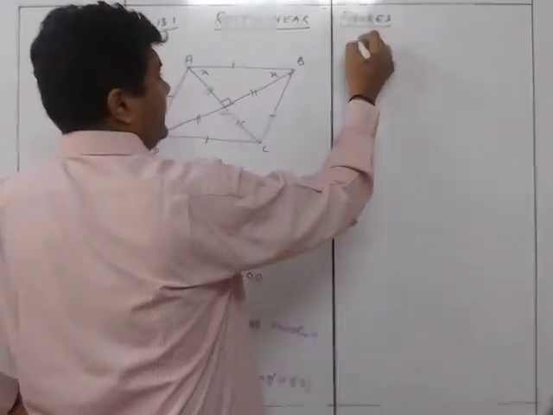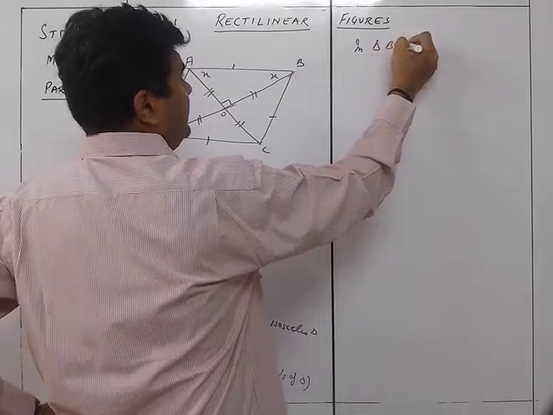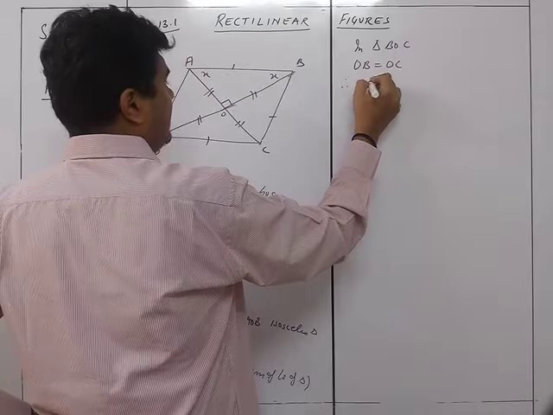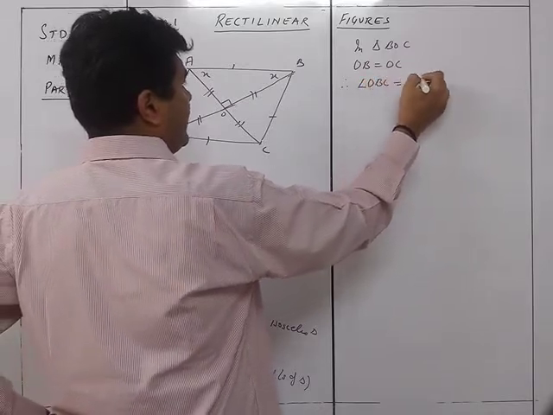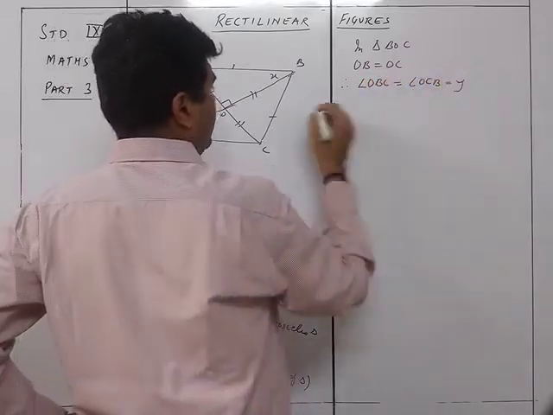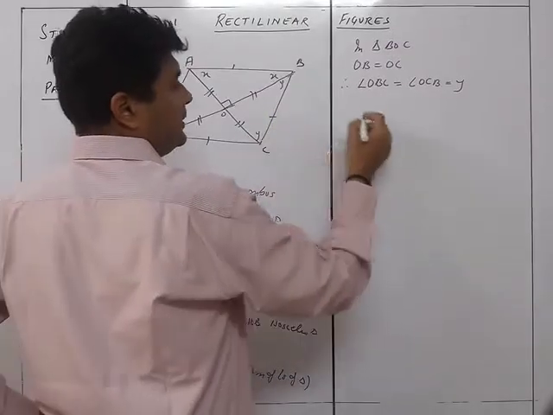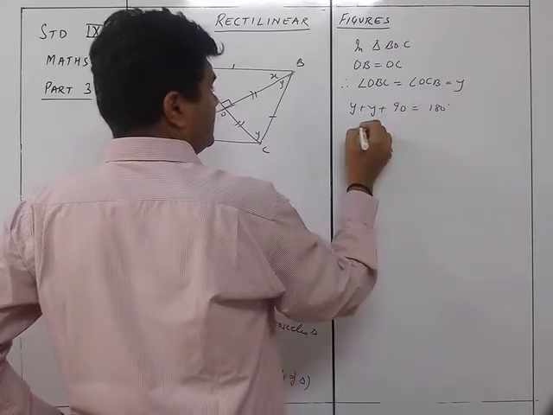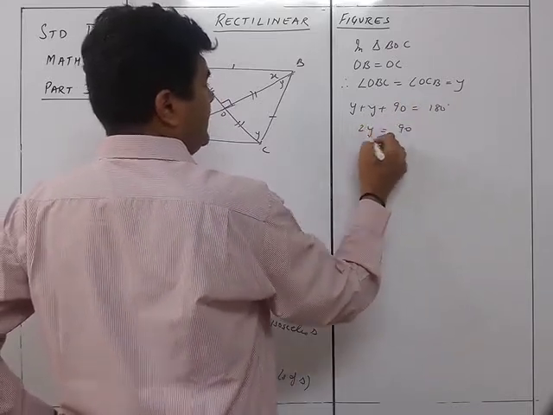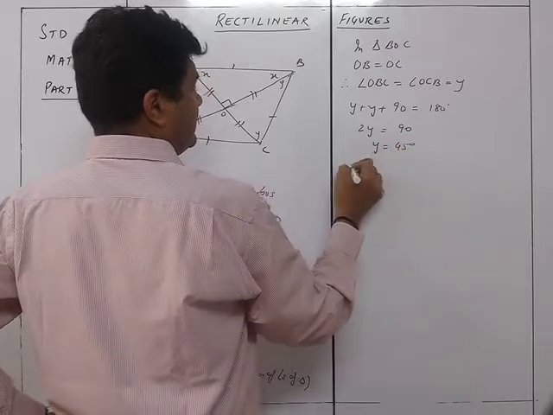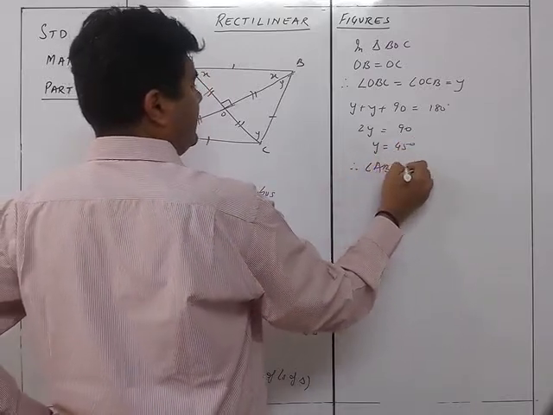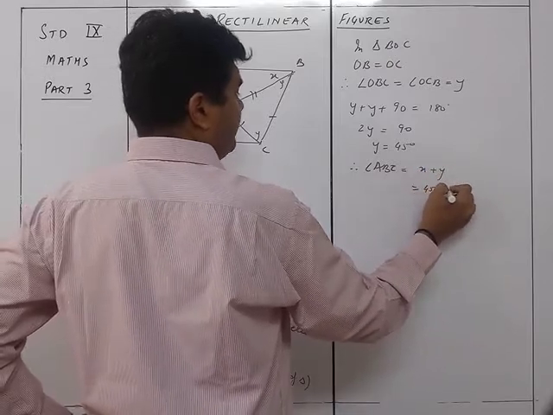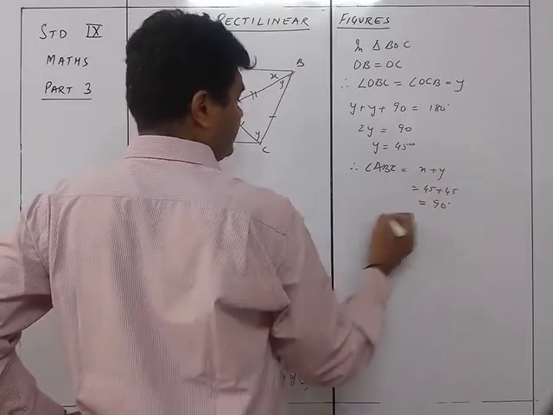Similarly, we know that in triangle BOC, OB is equal to OC. Therefore, angle OBC is equal to angle OCB is equal to Y. So we'll take this as Y and this as Y. Therefore, Y plus Y plus 90 is equal to 180 degrees. Therefore, 2Y is equal to 90, Y is equal to 45 degrees. Therefore, angle ABC is equal to X plus Y, 45 plus 45, is equal to 90 degrees.